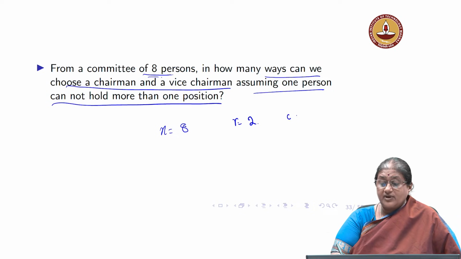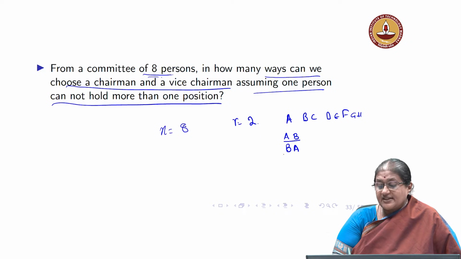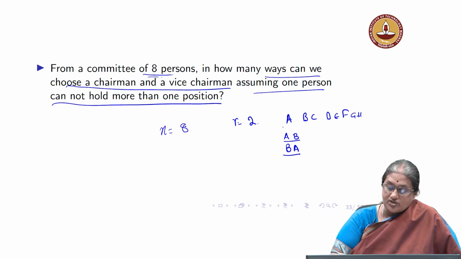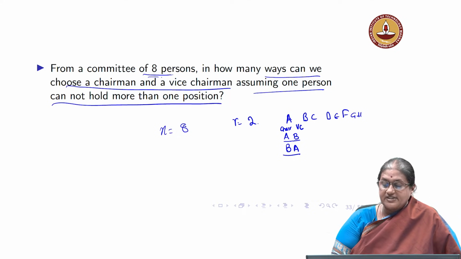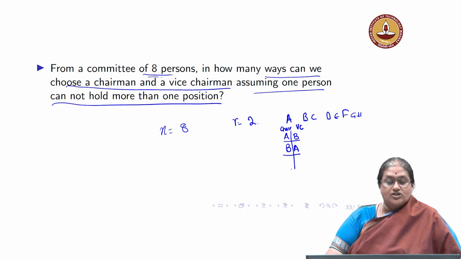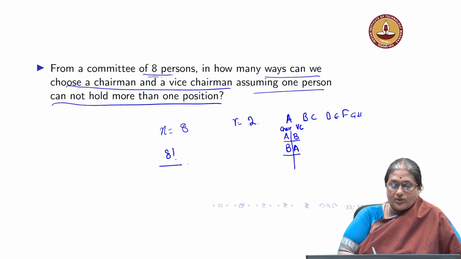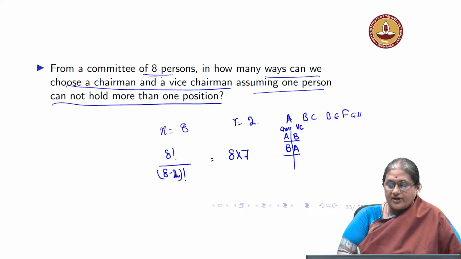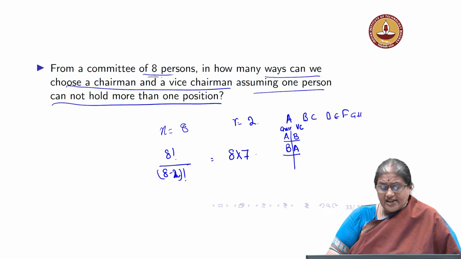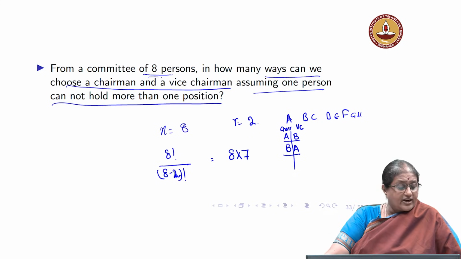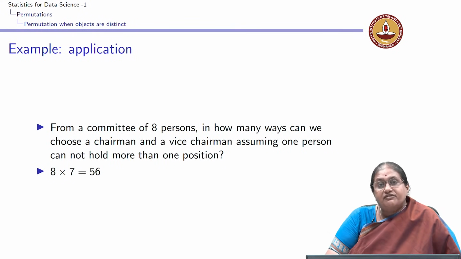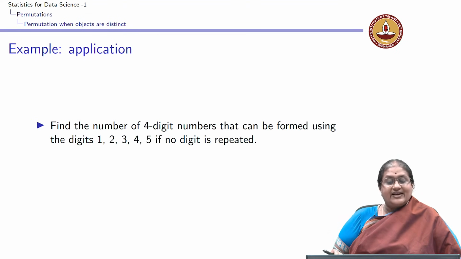I need to know whether, if I have A, B, C, D, E, F, G, H, these are the 8 people, A could be chairman, B could be vice chairman, or B could be chairman, A could be vice chairman. So, you can see that these two orders are different. This is a chairperson, this is a vice chairperson. So, applying the formula, I have 8 factorial by 8 minus 2 factorial, which is 8 into 7. So, you can see that the total number of ways I can do this is 8 into 7, which is 56 ways.